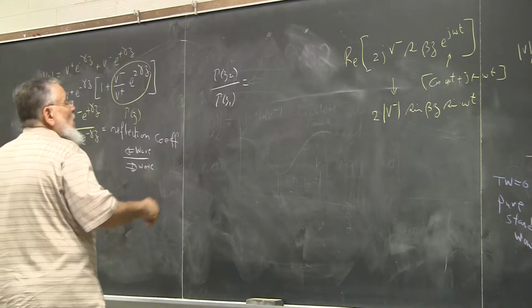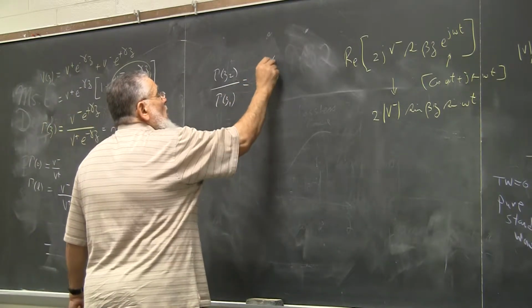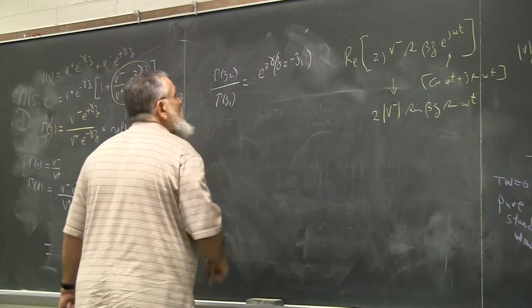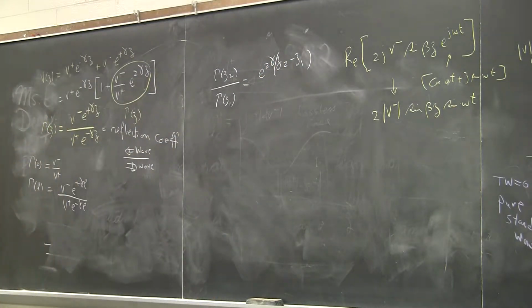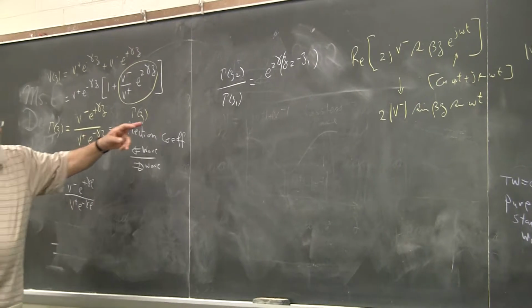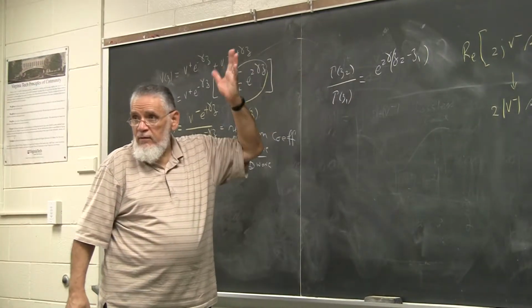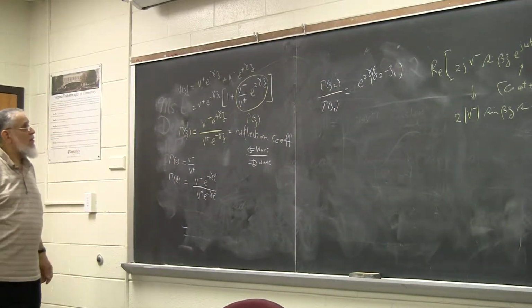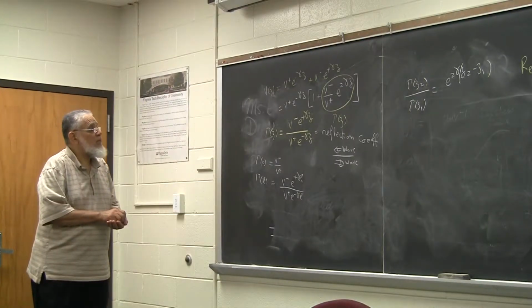That would be e to the 2 gamma Z2 minus Z1. So in other words, if I know the reflection coefficient at some location on the line, I can get it at the other locations. If I know it at the load, if I know it at the input side, if I know it at Z1, I can get it at any other location. There is that nice and useful relationship.